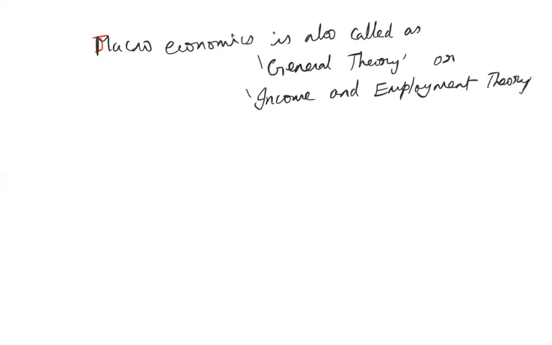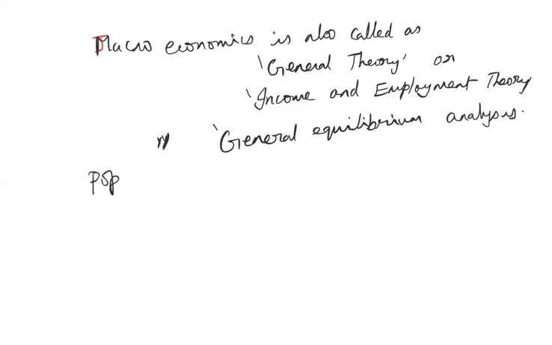And macroeconomics is a general equilibrium analysis. I mentioned to you, microeconomics is a partial equilibrium analysis. It analyzes the equilibrium position of only individual units. But macroeconomics analyzes the equilibrium position of all the sectors in the country simultaneously. That's why it is called the general equilibrium analysis. And I already mentioned to you, with the publication of Keynes' book, macroeconomics became popular.